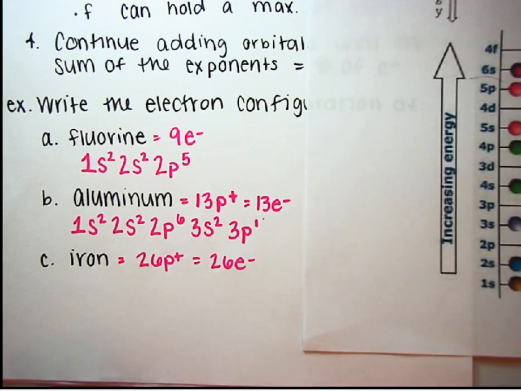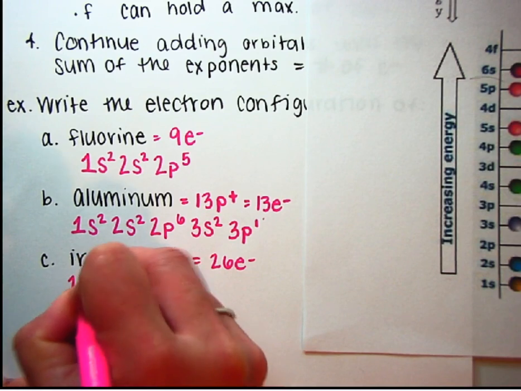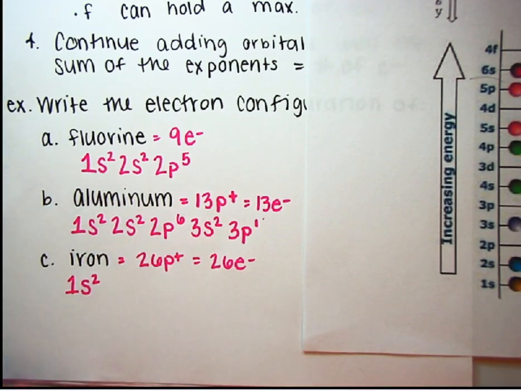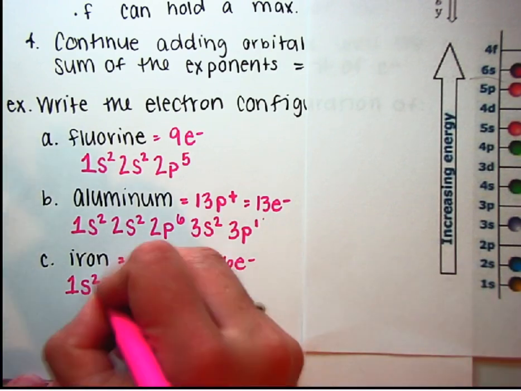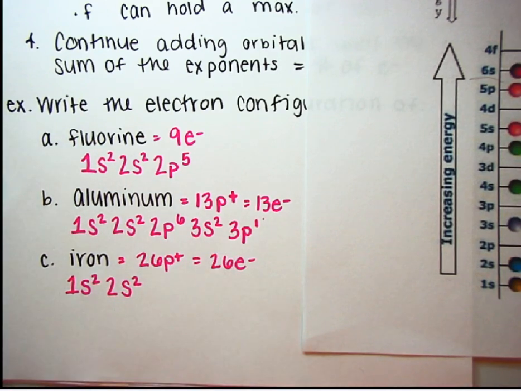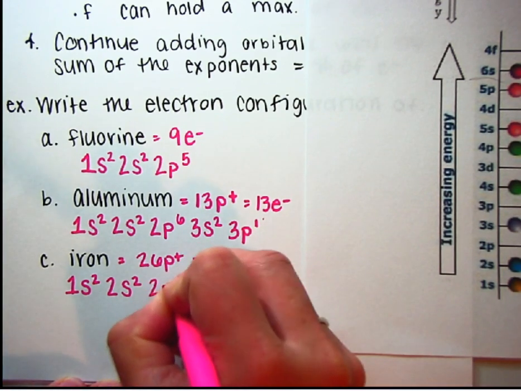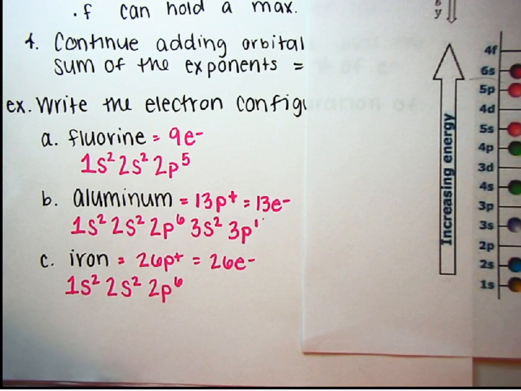Again, let's start with our lowest energy orbital, which is 1s. S could hold 2 electrons. Once the 1s is filled, we're going to go on to the 2s. And again, an s orbital could only hold 2 electrons. Once 2s is filled, we're going to go on to 2p. P could hold 6 electrons. So far we've accounted for 10. Once 2p is filled, we just keep going up the ladder.